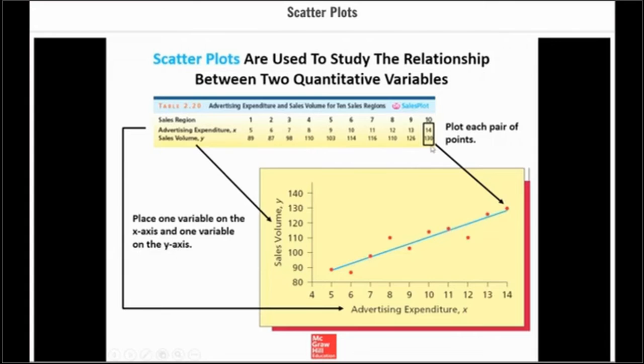And here I've shown you how the 10th point goes on. So the x value, advertising expenditure, is 14, and the sales was 130, so we put a point at that place on the graph. And that's how we create a scatter plot.